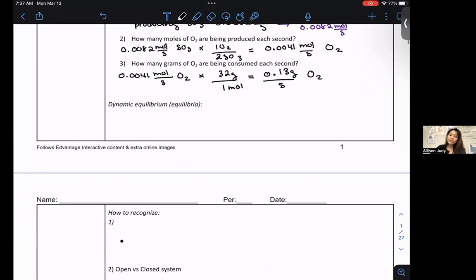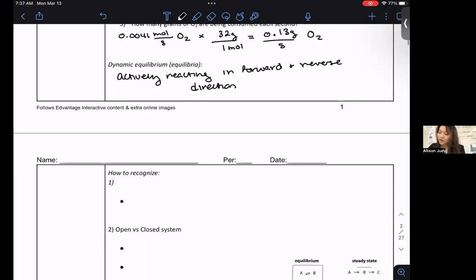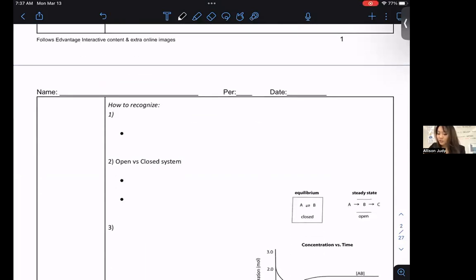As you can tell, chemistry tends to work with what we call dynamic equilibrium, where we are actively reacting in the forward and reverse direction. Physics is more of a static equilibrium problem set where you have two forces that are just held constant. So just to offer a little bit of a differentiation between chemistry and physics in this area.